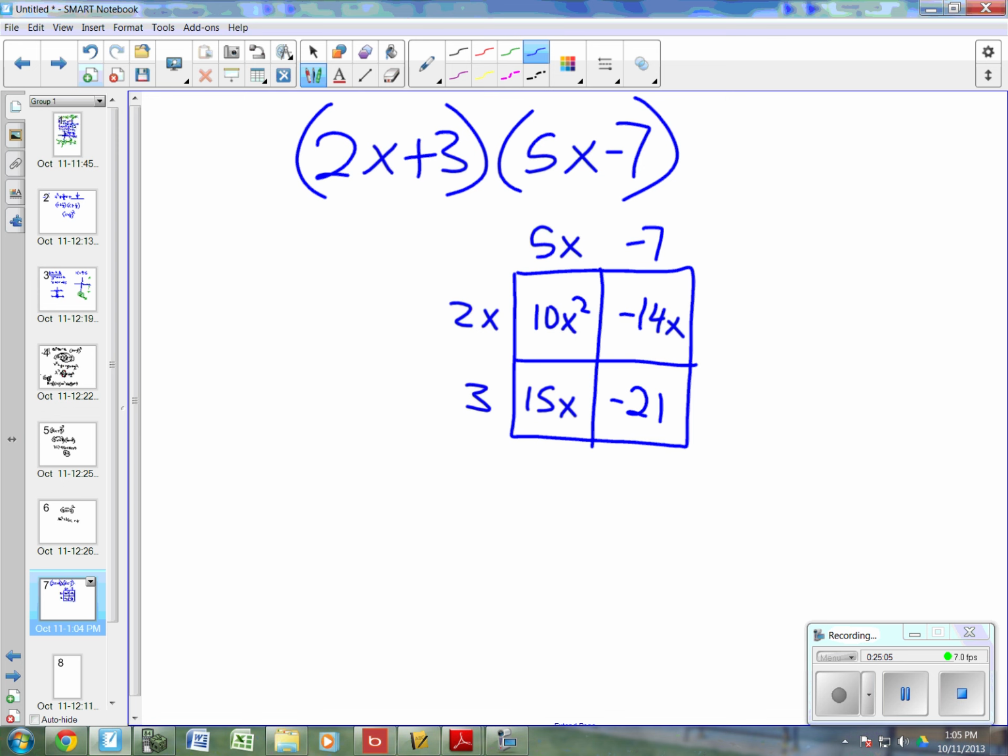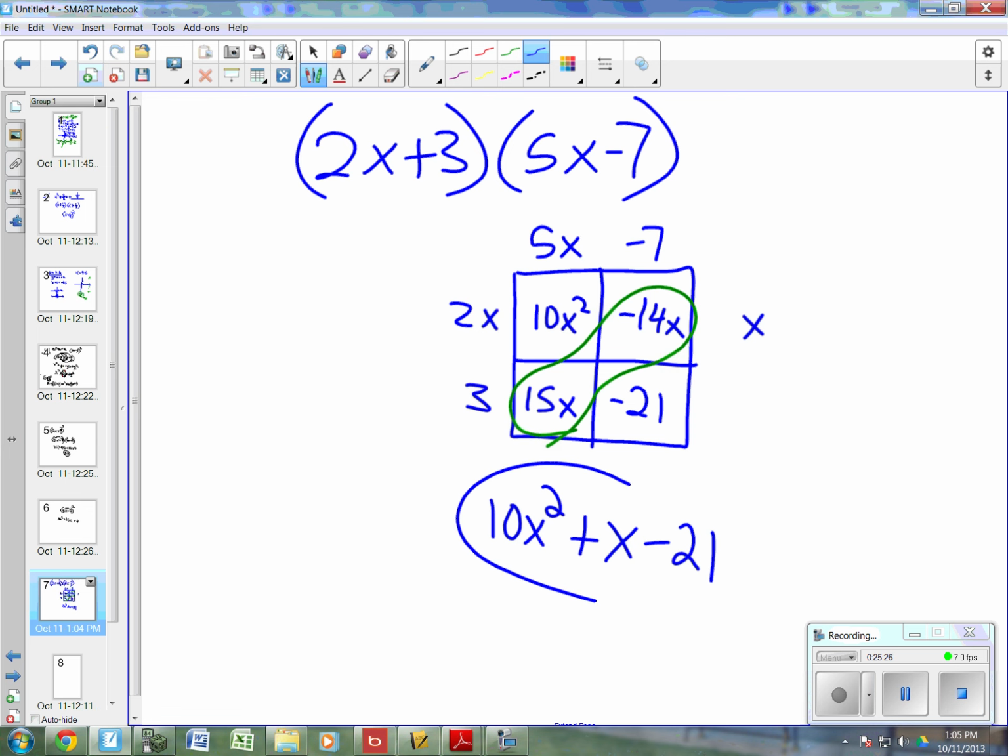How many of you use it? Okay. See these two? Those are my like terms. What do I get when I add them together? You get x. So my answer is 10x squared plus x minus 21. That's my answer for multiplying them together. How many of you understand what we just did here? Okay, I want you to do this problem right here. In fact, it's the first problem on your assignment. I'm going to give you your assignment. You're going to do it.